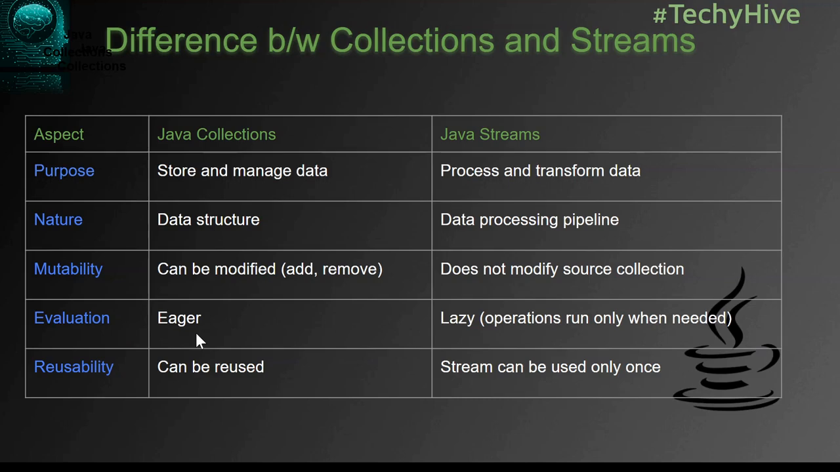Collections are eager. So when we add an element to the collection or get an element from the collection, we get that immediately. And Java streams are lazy. So the operations run only when needed. They are lazy in nature. Once we have a Java collection, we can reuse it in our application, but streams cannot be reused, and they are single use by nature.